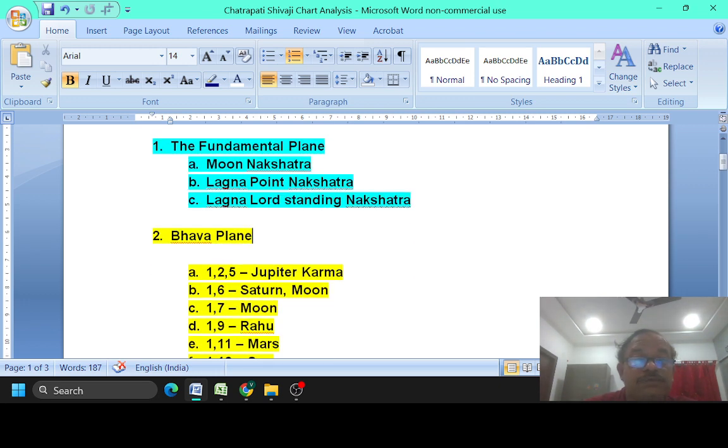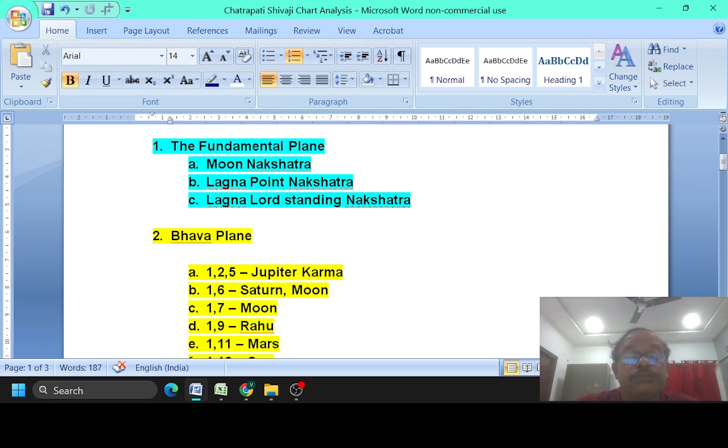In the first stage, we will identify what is called the fundamental plane, where we identify the Moon nakshatra where it is placed, and we also identify the Lagna point nakshatra, and the Lagna lord's standing nakshatra. So there are three nakshatras here, and we will have three different karmas. Sometimes some people may have the same karma in all three different aspects. Those details we will try to discuss later on in future videos.